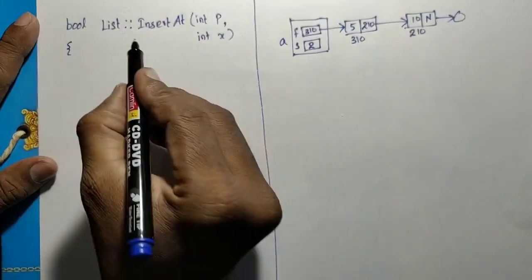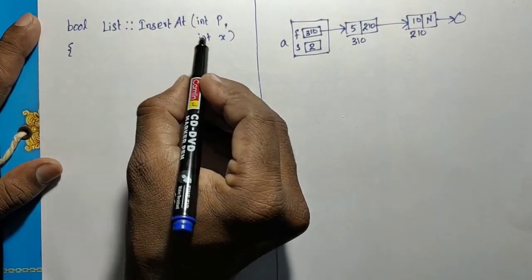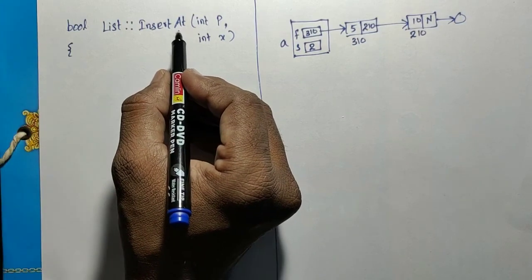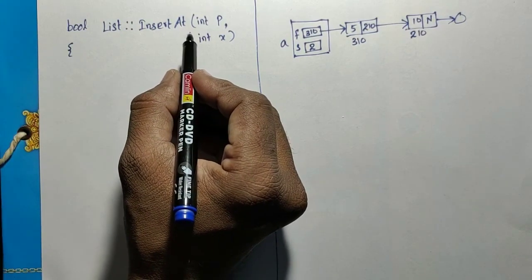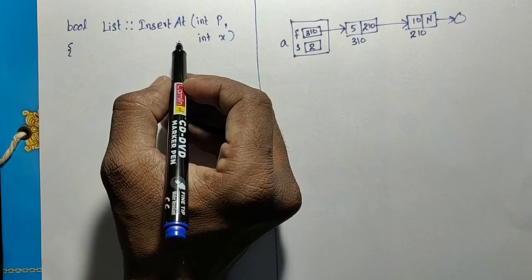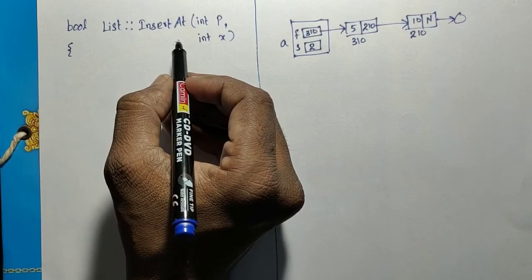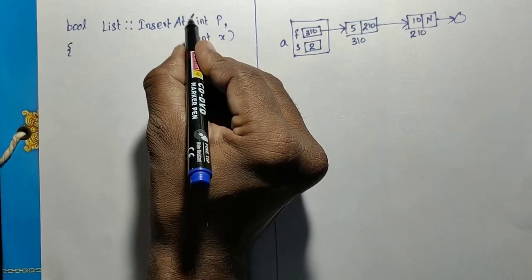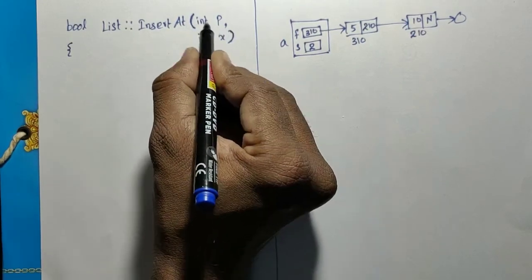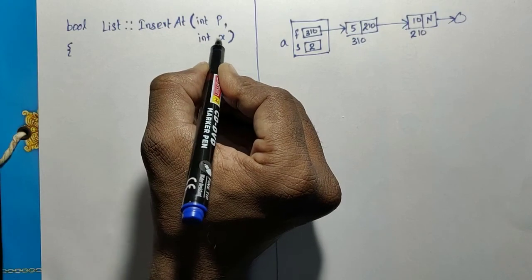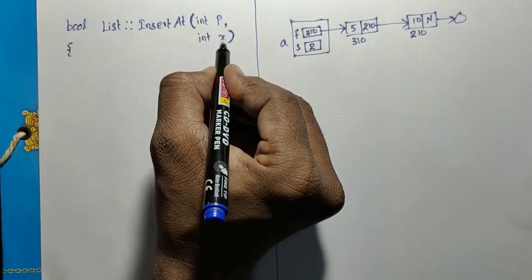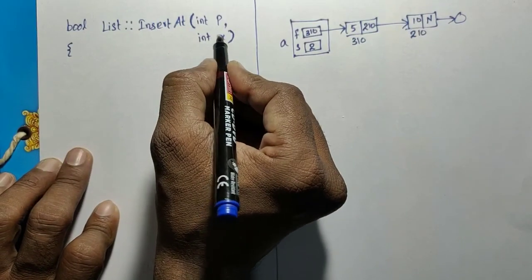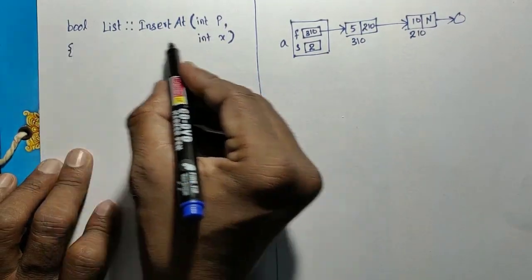The next operation is inserting a new element at a given position: insert at. Previously we discussed inserting an element at the beginning and inserting a new element at the end of the list. Here in this operation the position is given, and at this position you have to insert the new element. So the inputs are the position p and x, the element to be inserted. The return value indicates success or not.